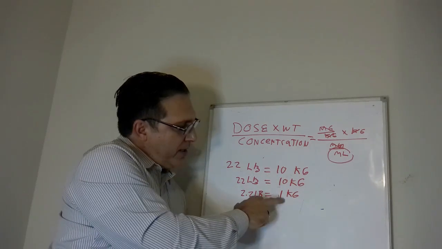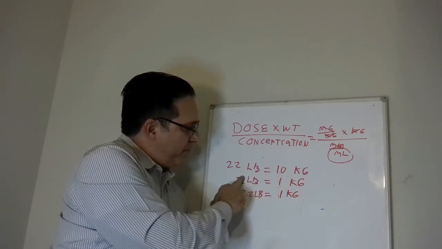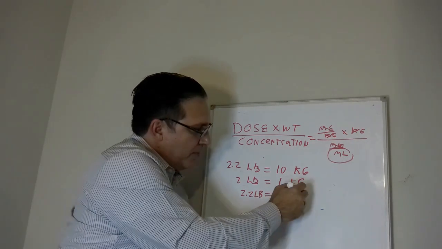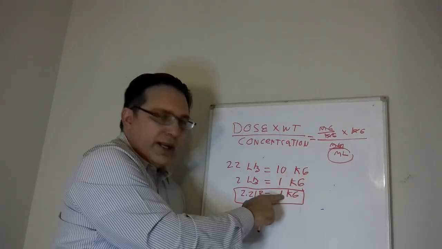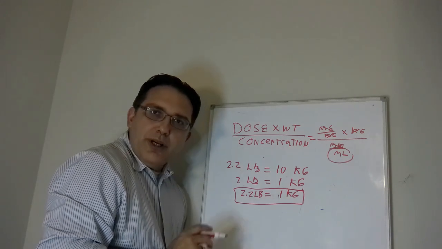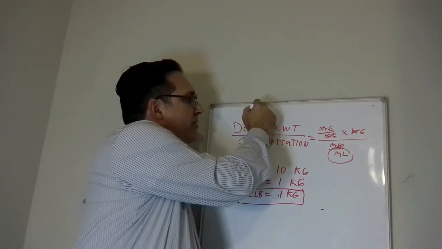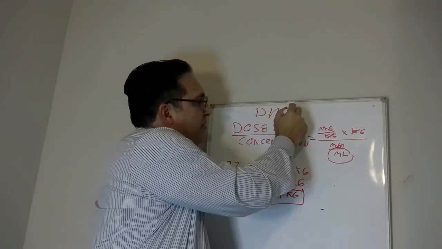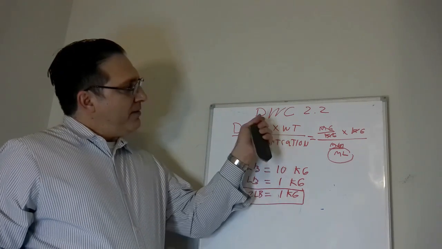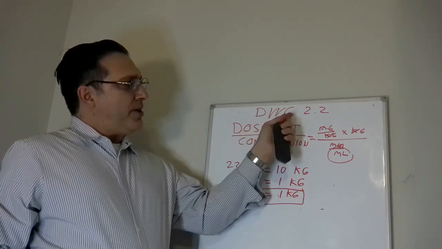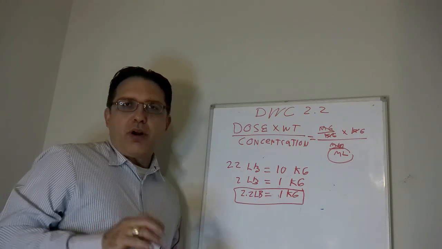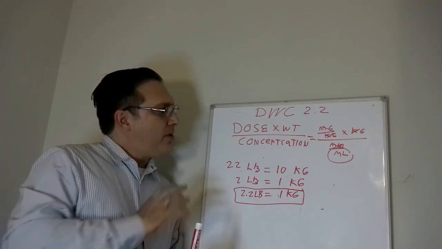You see? And then 1 kilogram is actually equal to 2.2 pounds. So this is actually the formula here. 1 kilogram equals 2.2. So if you would like to do an acronym to remember this, just remember DWC 2.2. So if you remember this, dose times weight divided by concentration, and then 2.2. And from that, we're going to work on 5 problems so you understand how to use this.